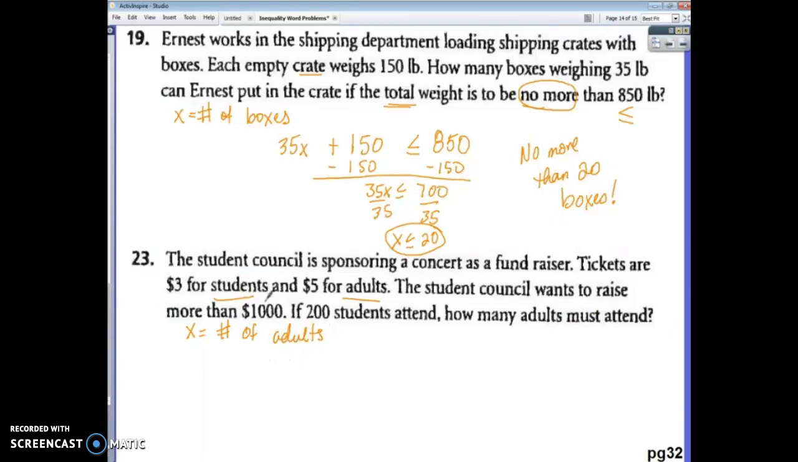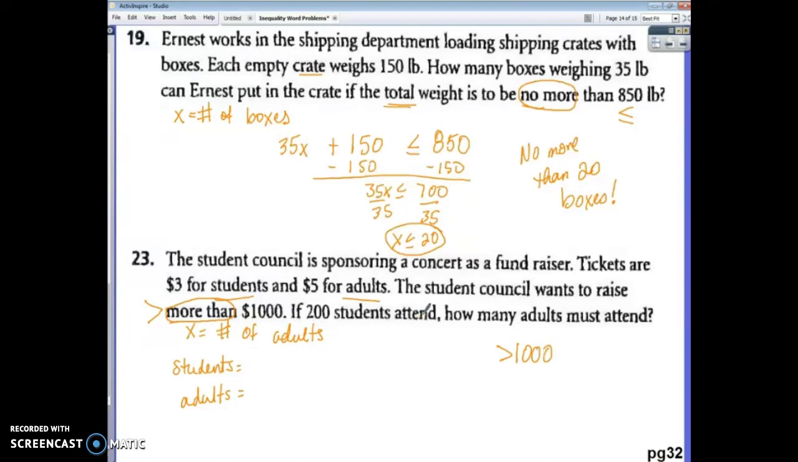And so I'm looking for students and adults. So it says I want to raise more than 1,000. More than means greater than 1,000. So something over here is going to be greater than 1,000.